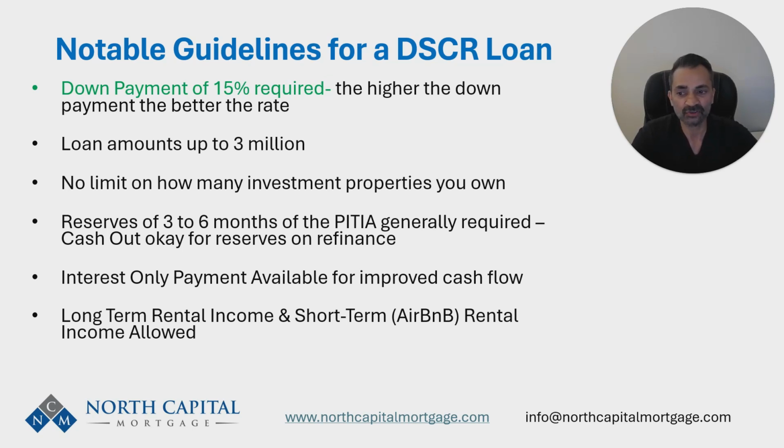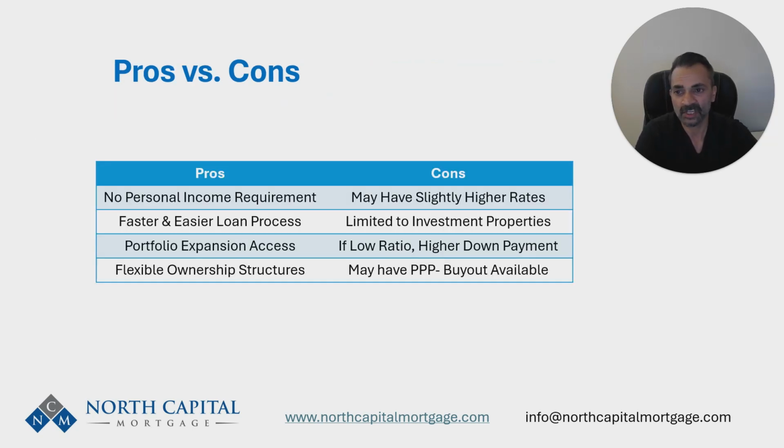And if you do a cash out transaction, that cash out that you acquire from your equity can be used towards reserves. Interest-only payments are available for improved cash flow, and long-term rental income, as well as short-term Airbnb type rental income, is allowed for calculation of your DSCR ratio.